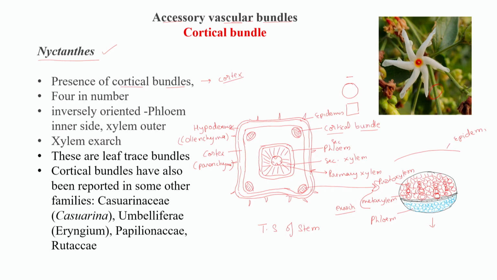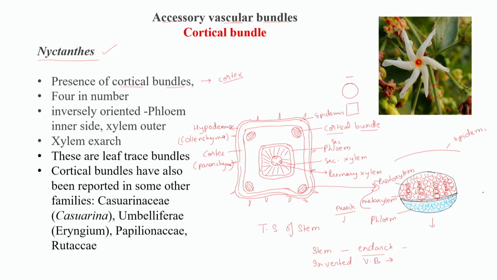Now this is also an anomaly, because normally in the stem you find the endarch situation. In the primary structures also, if you observe the primary xylem, you will observe endarch, that means protoxylem towards the center and metaxylem on the peripheral side. But this is also an anomaly. Then the inverted vascular bundle is also anomalous behavior, that is phloem on the lower side and xylem on the upper side.